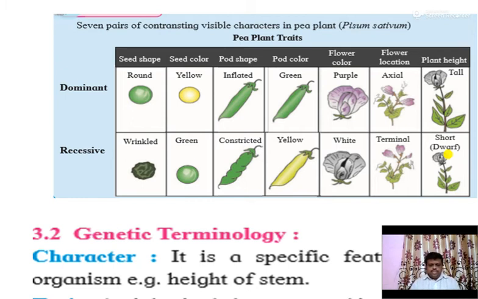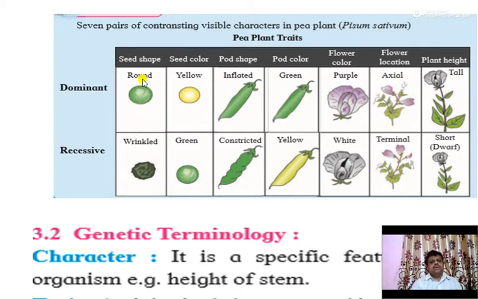Now one more feature of the garden pea plant is that it is a naturally self-pollinating plant, and it is available in variety with contrasting characters such as tall and dwarf. The most important thing is that there is no intermediate character. In this case, you can see there is no intermediate character between these two traits.